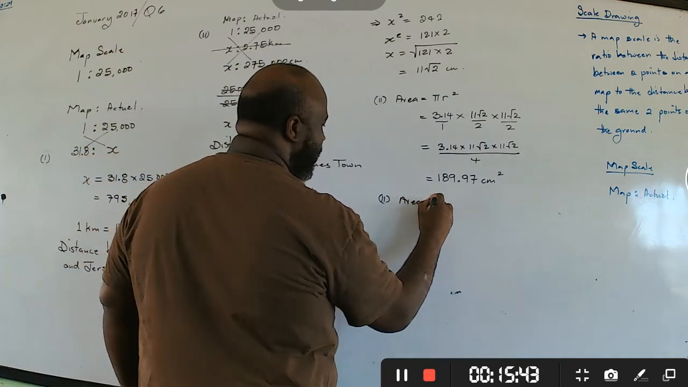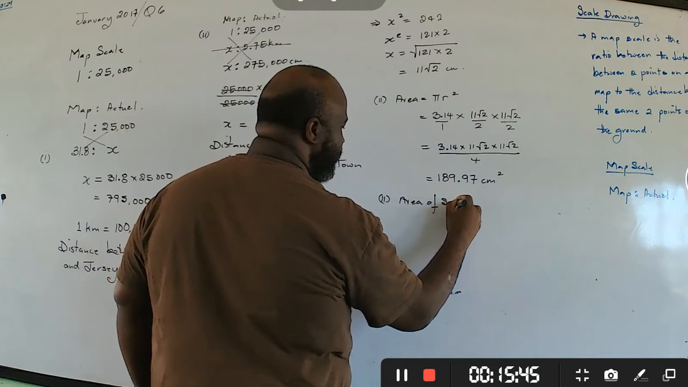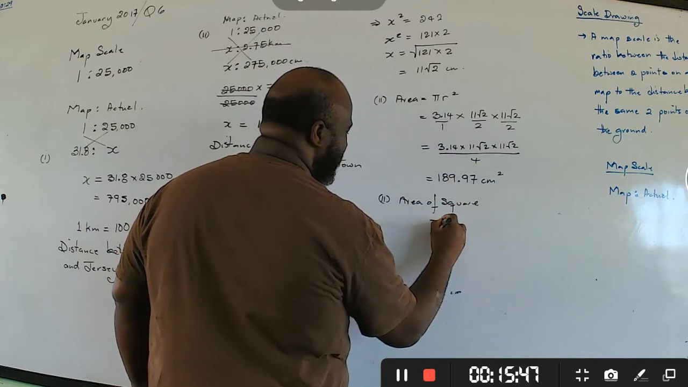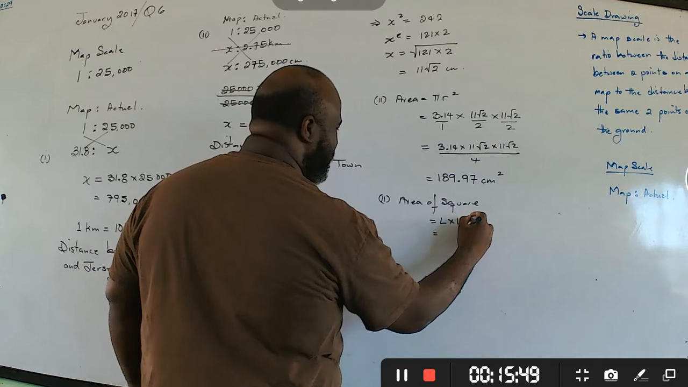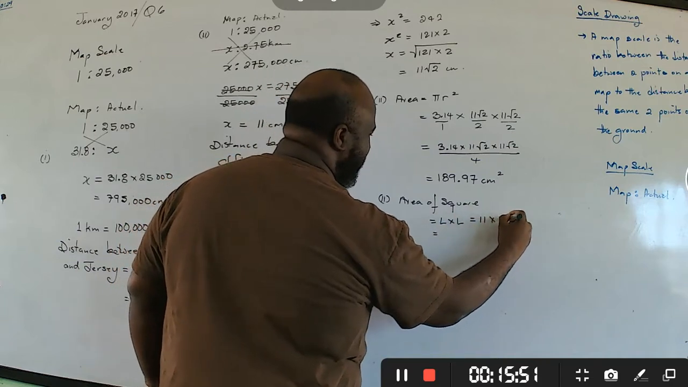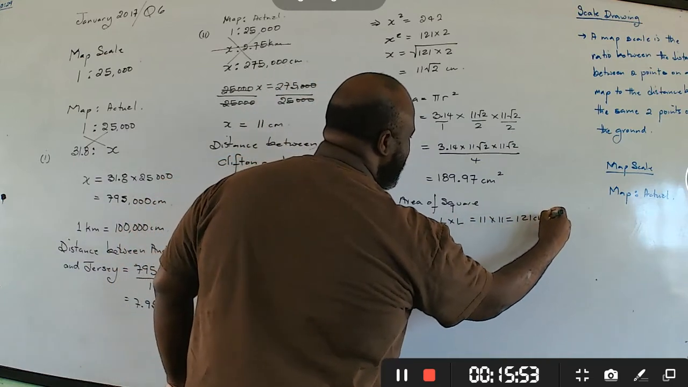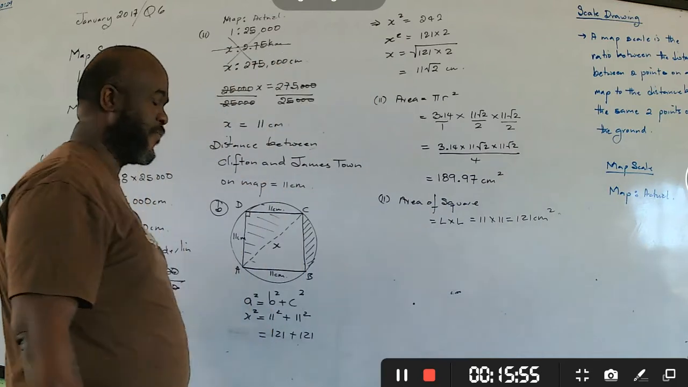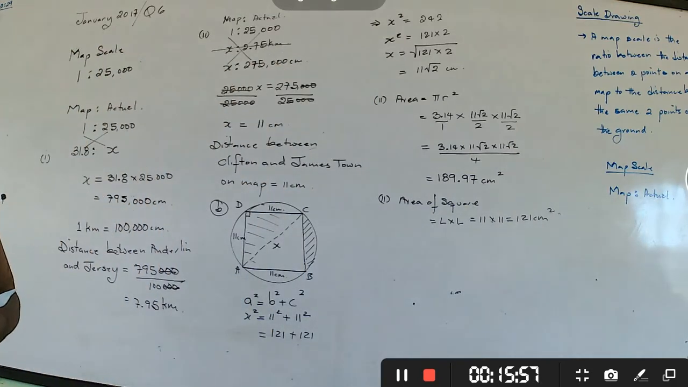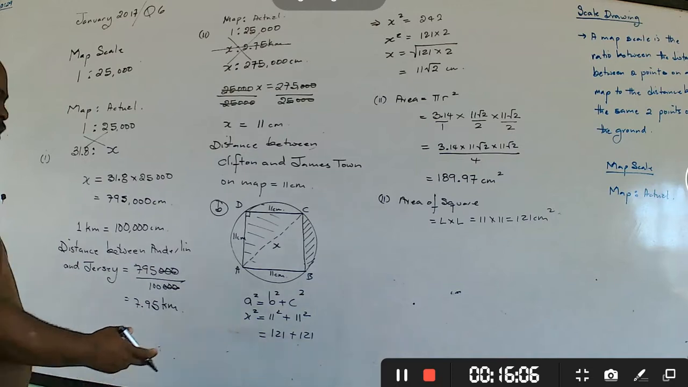Then they ask for the area of the square. Area of square is equal to length times length, which is what? 11 times 11. 121 centimeters squared. Did you get that? Then the area of the shaded section. Are you ready? They're asking you for the area of the shaded section.